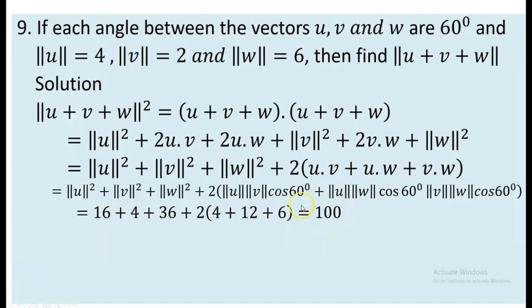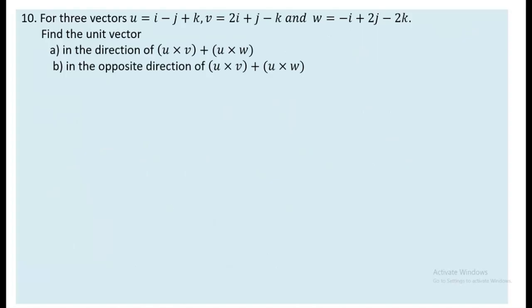Mind you, students, that this is the square of the quantity we are looking for. So we now have 100. Since we are asked to find the norm of the sum of these 3, we need to take its square root. So its square root is going to be what? 10. So whatever 3 vectors are given to us, if the magnitudes are labeled as you see, 4, 2, and 6, and if the angle between any 2 of these 3 is 60 degrees, then the norm of their sum is going to be 10. What comes next is question number 10.